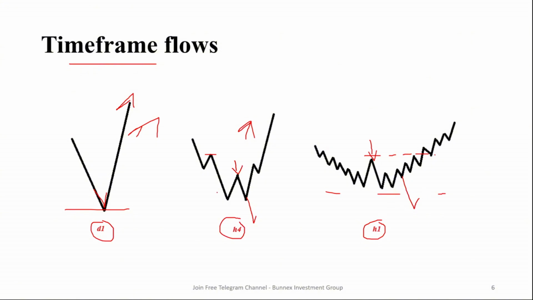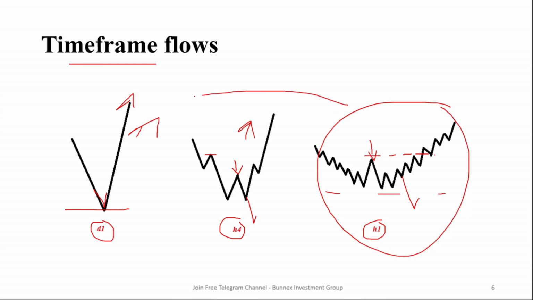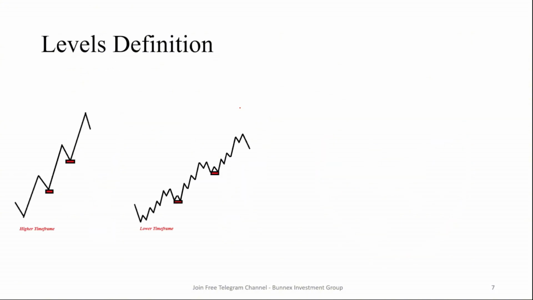So this allows you to understand that whatever we see on the smaller time frames is basically a magnification of what is going to be issued on the higher time frame. We say the smaller time frames are the building blocks of what the higher time frame wants to achieve.